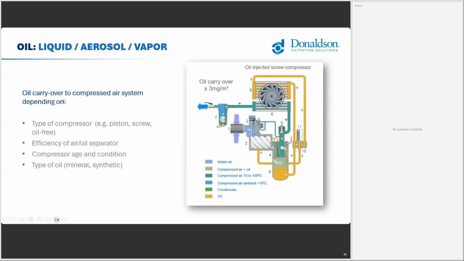The amount of oil which is going into the compressed air system is depending on, for instance, the type of compressor. Piston compressors usually are releasing more oil than screw compressors, or even oil-free compressors do not have any oil in it, of course. Efficiency of the air oil separator is very important, as I already mentioned, but also the compressor age and condition, and if it is maintained regularly, that's also very important. And last but not least, the type of oil. So mineral or synthetic oil. Usually synthetic oils are releasing less oil vapor than mineral oils.